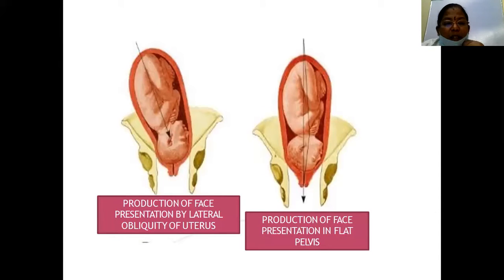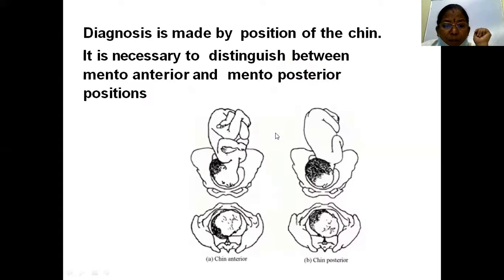Here you can see that when there is a lateral obliquity of the uterus, the vertical axis is not coinciding with the maternal axis. When there is a lateral obliquity of the uterus and a pendulous abdomen, it is falling forwards, so production of face is usually possible during this. Then in a flat pelvis. So these are the maternal causes for face presentation.